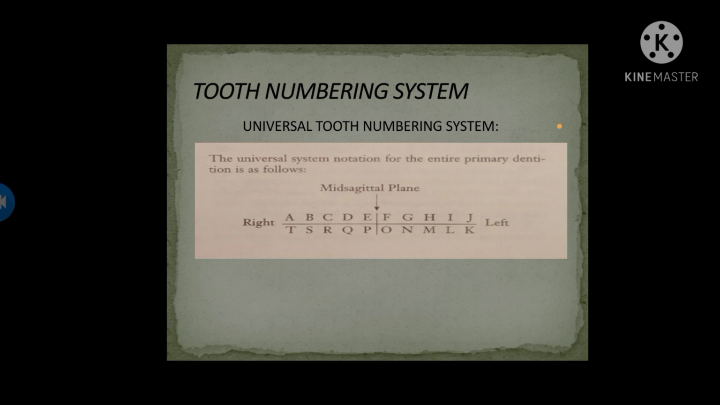Tooth numbering system is used by dentists to associate information to a specific tooth. In clinical practice, some shorthand system of tooth notation is necessary for recording the data.